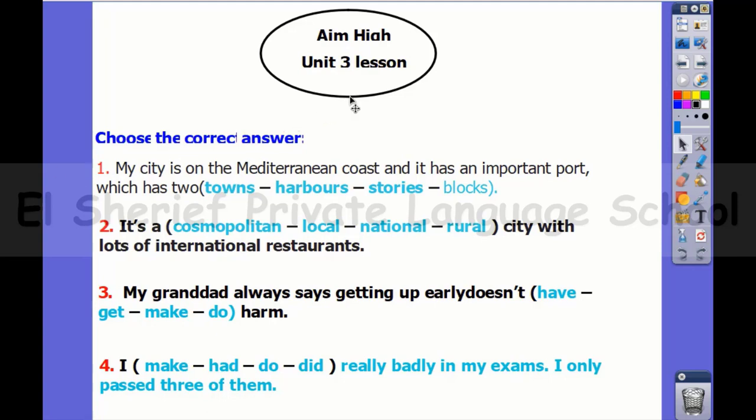Hello everyone, today we're going to study lessons 3 and 4 of Unit 3 titled Town and Country. So now let's start with this quick revision here. Choose the correct answer. Number 1.